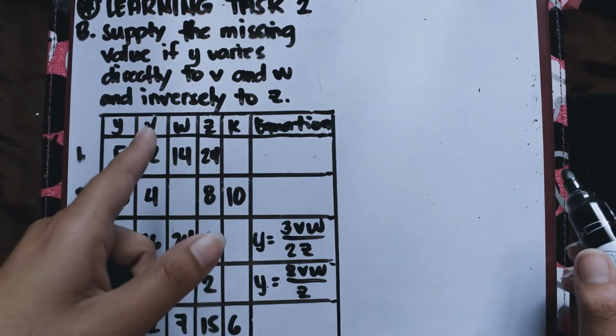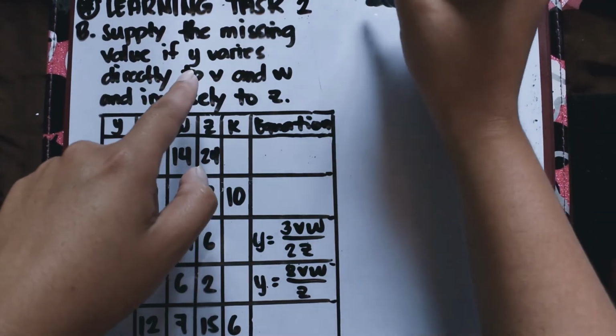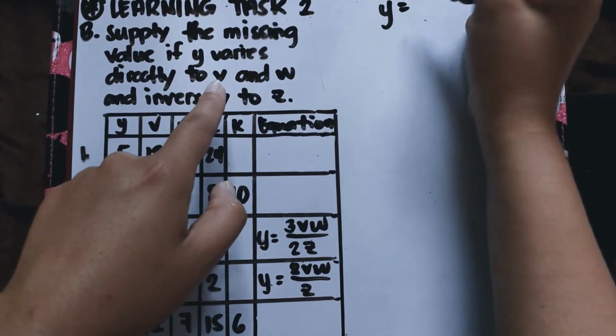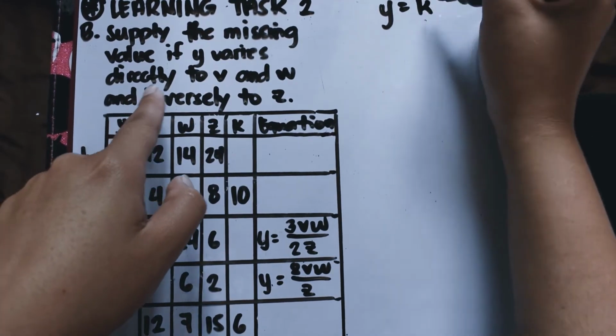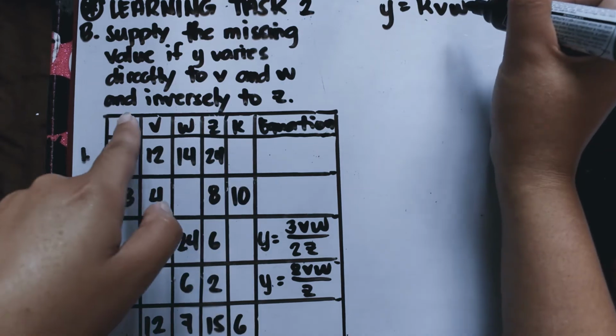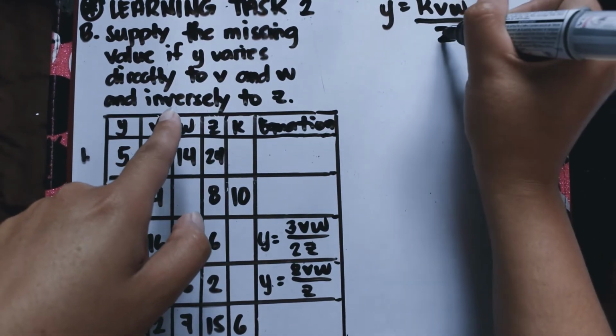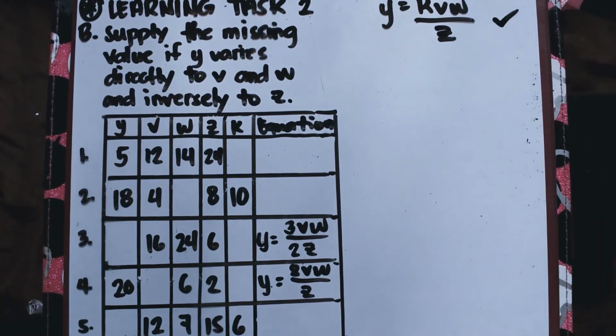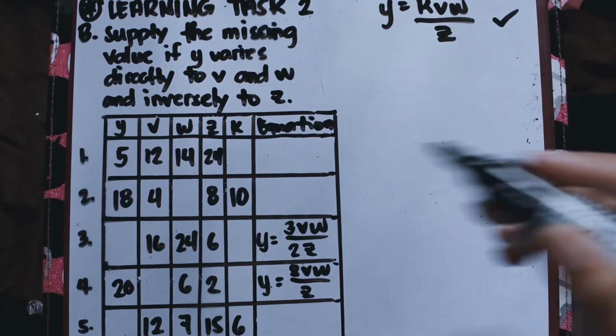So sabi dyan, supply the missing value if yung Y daw, Y varies directly to V and W. Directly daw siya kay V and W and inversely naman kay Z. So, ito po yung ating equation na gagamitin or the mathematical equation na gagamitin po natin sa pagsasagot ng numbers 1 to 5. So, without further ado, let's now start with number 1.